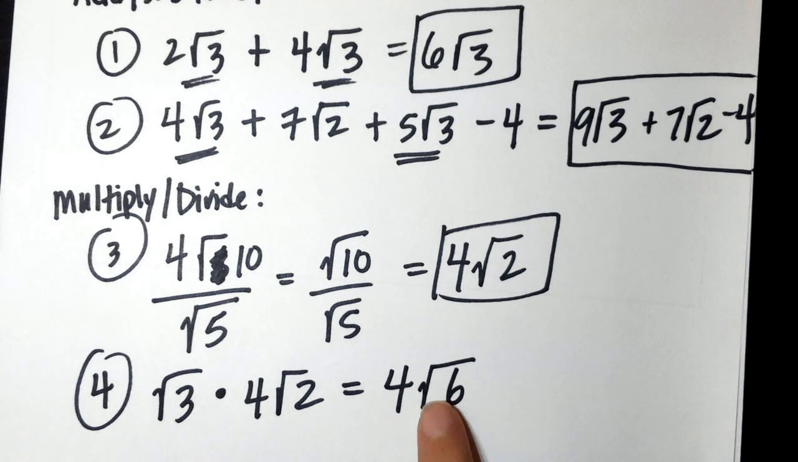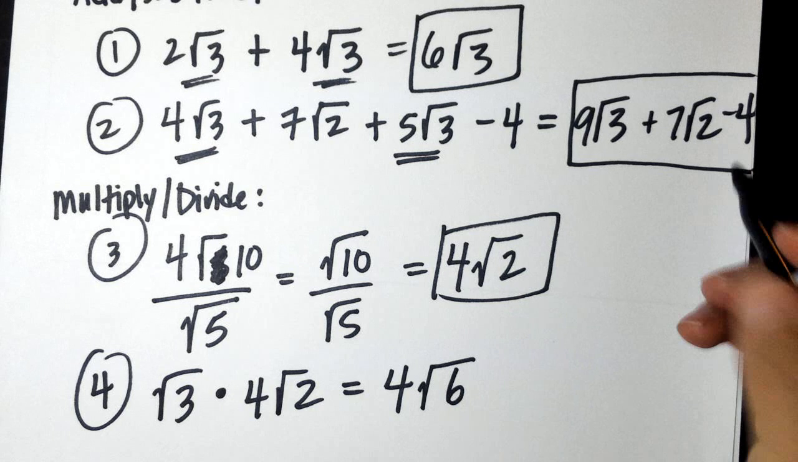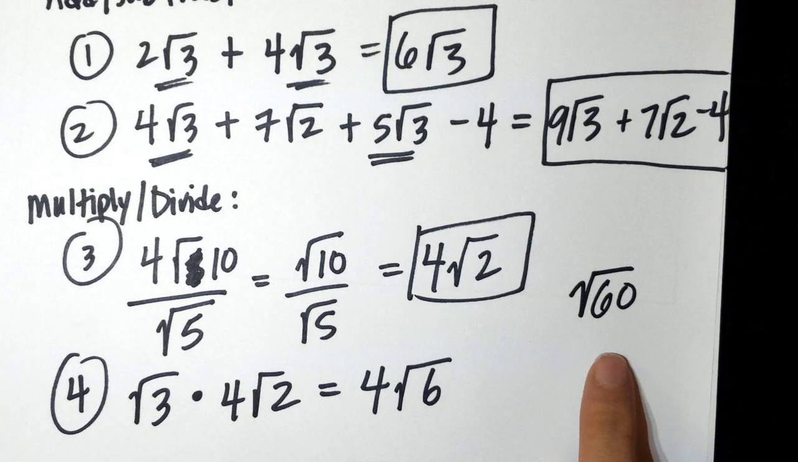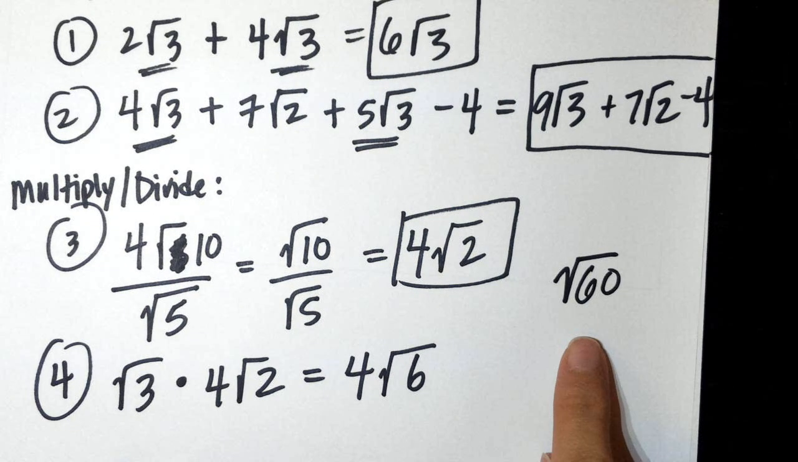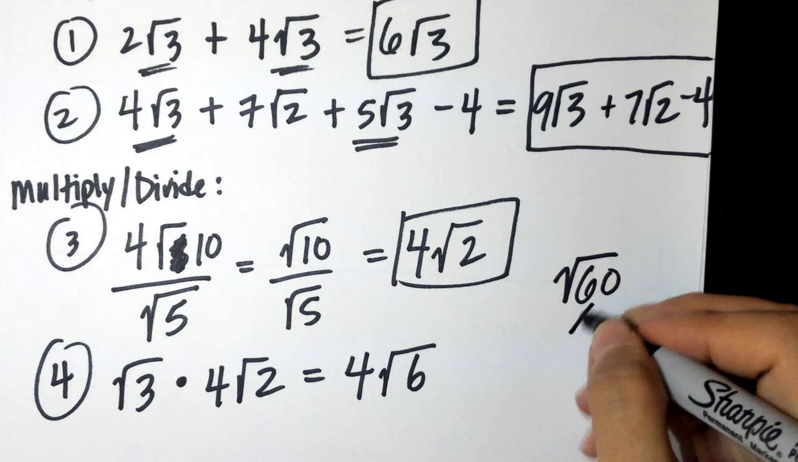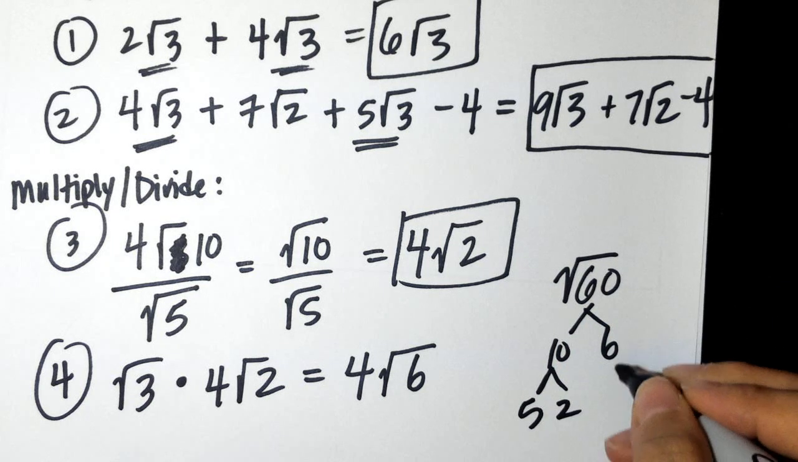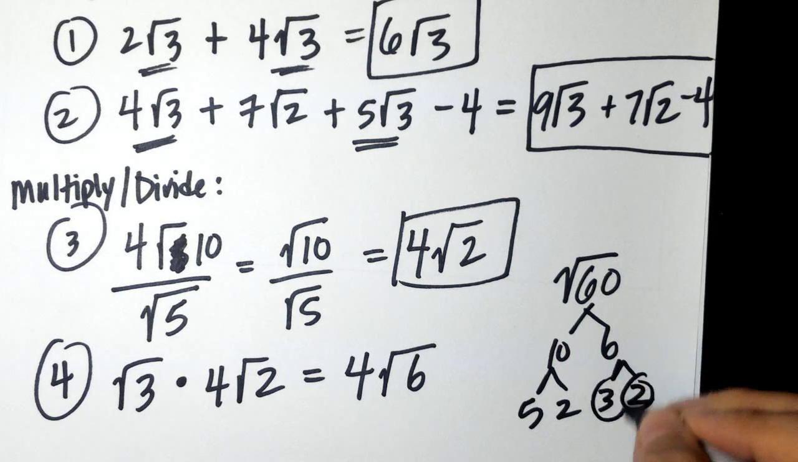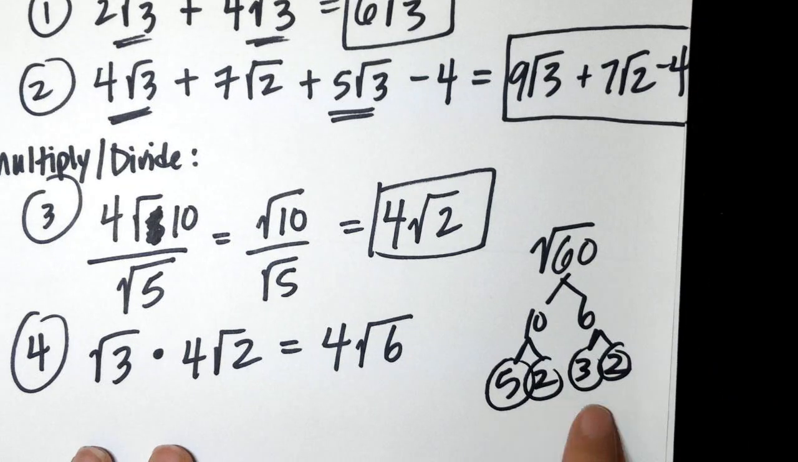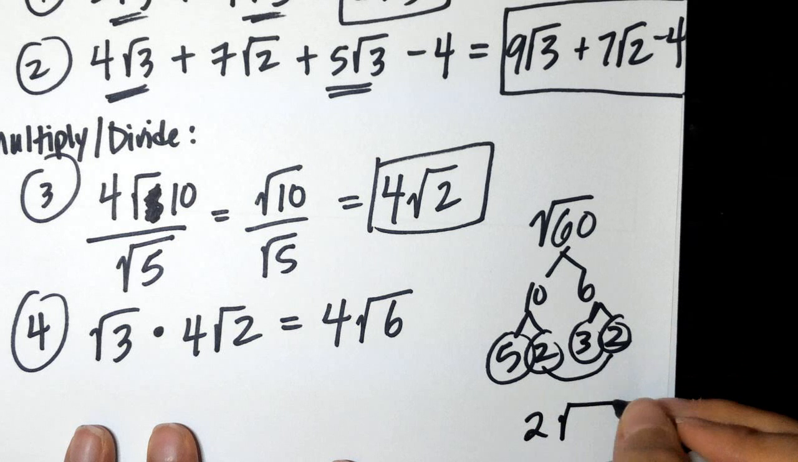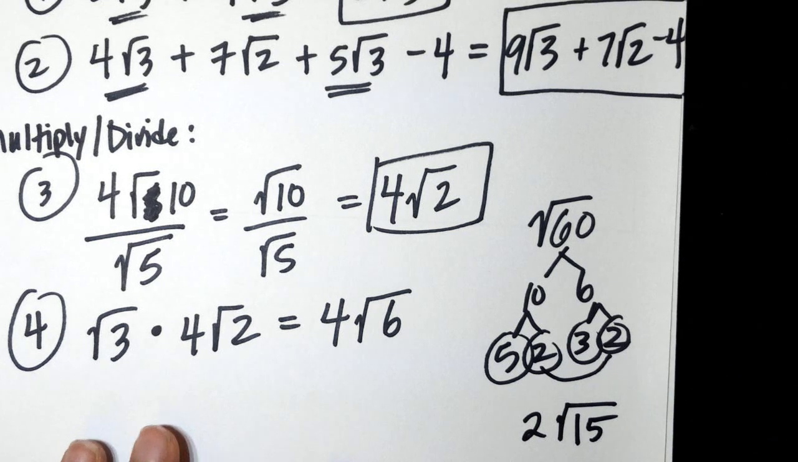You always want to check that your radical is simplified. So if I had the square root of 60, you would never leave your answer as the square root of 60, right? How could I simplify the square root of 60? Yeah, 10 and 6, and then this would be 5 and 2, and this would be 3 and 2. So you always want to make sure you still simplify your radicals. So this would be what? Have a pair of 2's, so 2 square root of 15. Does that make sense? So just remember those rules as well.